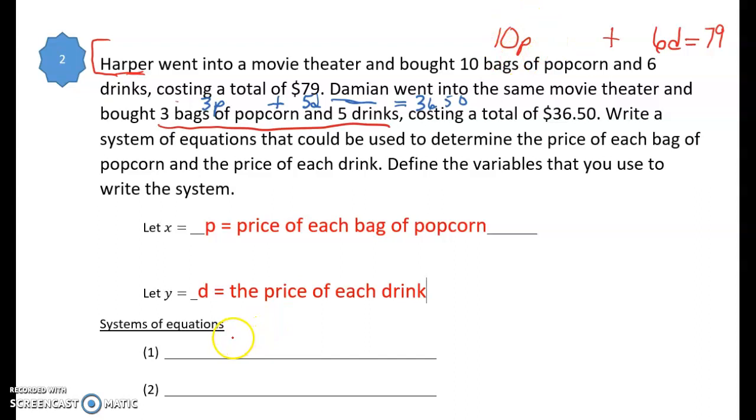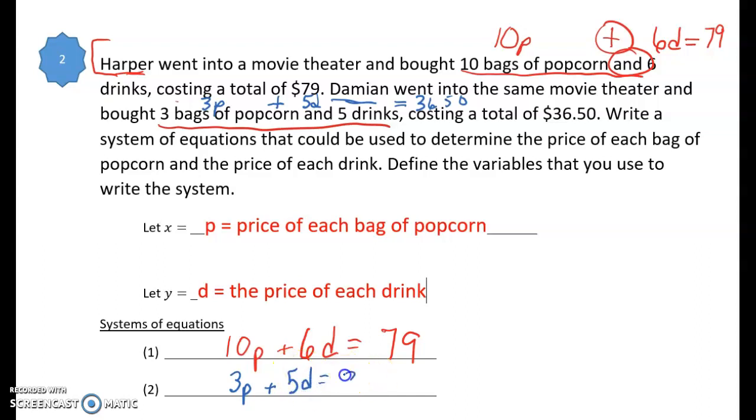I have my 10 popcorns plus my 6 drinks equal the $79. And I wrote those as I was going through and reading those. Remember, the word and means to add, and 10 bags of popcorn, so 10 bags of popcorn to make $79. Then my second equation, I can look at that, and I have 3 bags of popcorns and 5 drinks. So I have 3 popcorns plus 5 drinks to make the $36.50.